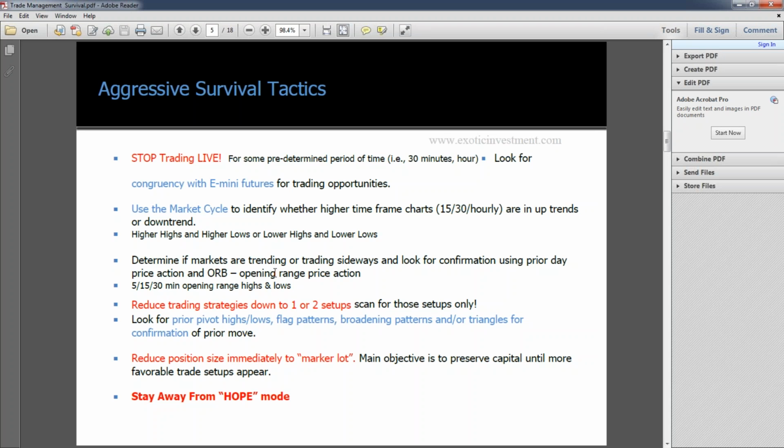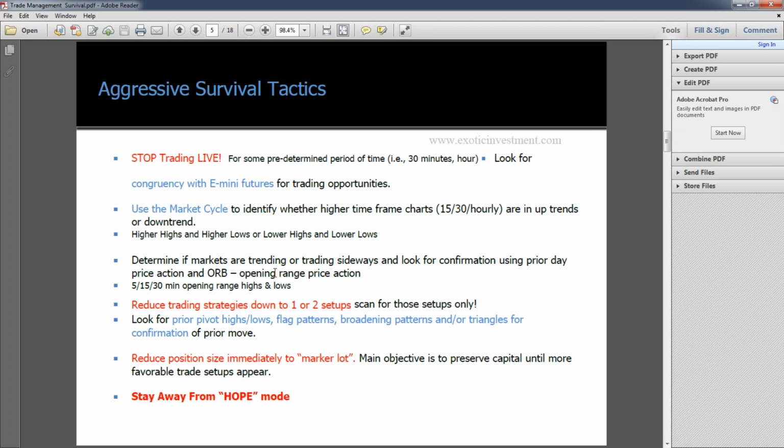So that way you should not be. Okay, so keep your mind calm and afterwards trade accordingly. If you feel that it is already overwhelming you, then better stop trading for that day. Okay, so aggressive survival techniques, read through all these things.